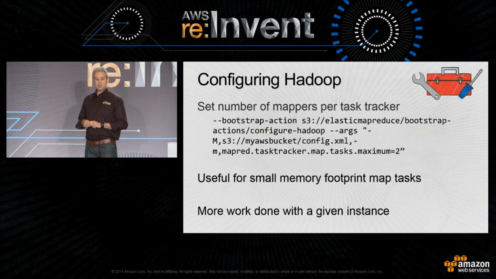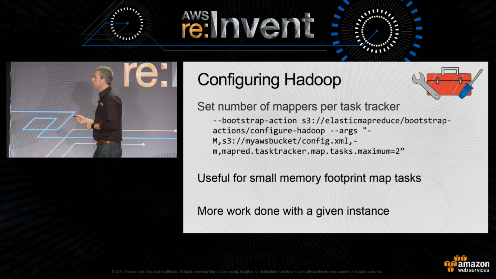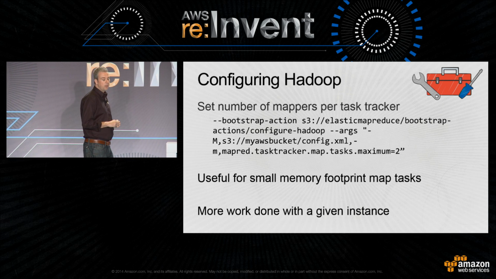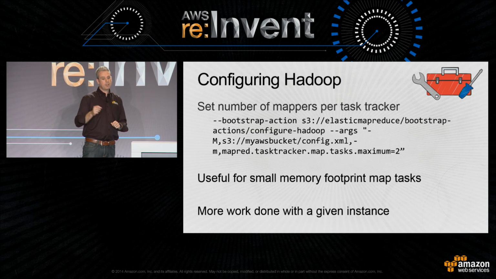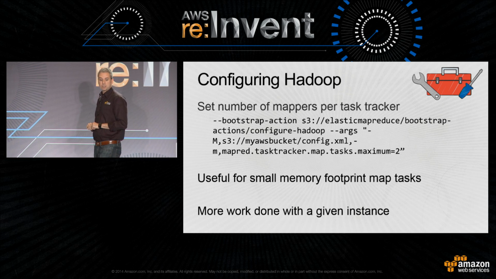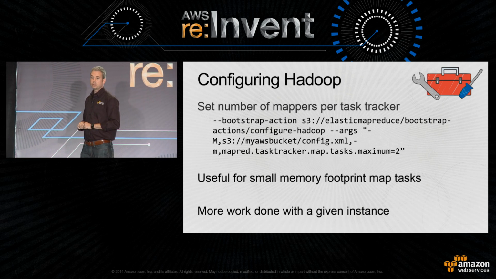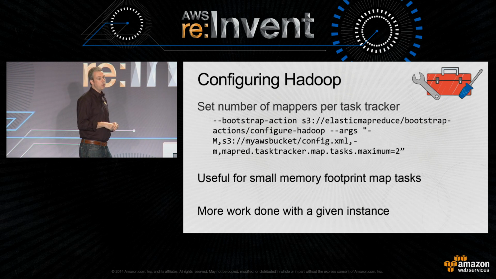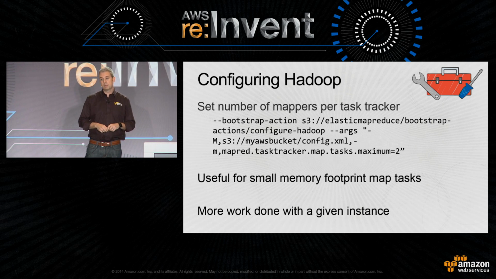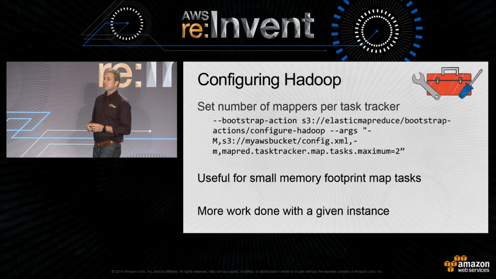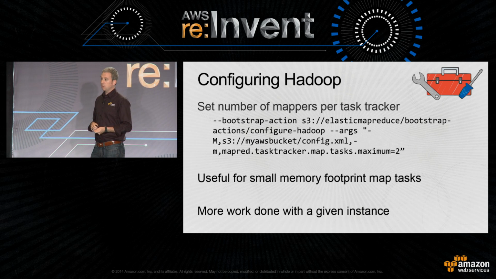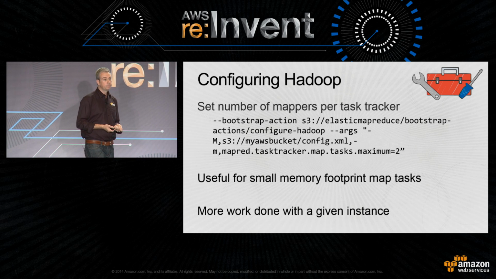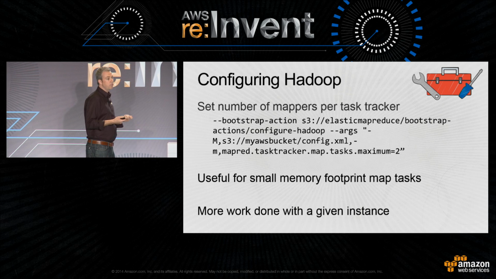You might use the configure Hadoop action to supply an override for the mapred file, supply a new config file, and then set the maximum number of map tasks to 2, which might be so that you can increase the number of tasks you have for reducers. You also might increase the number of map tasks that you can run on a given node if you know that your mappers don't use a lot of memory. It means you just get more throughput out of each individual machine.